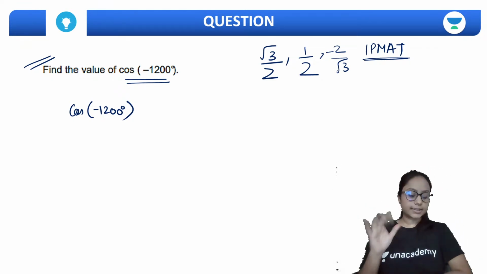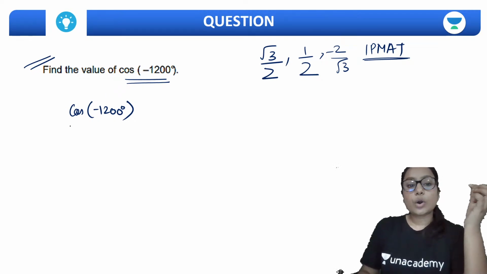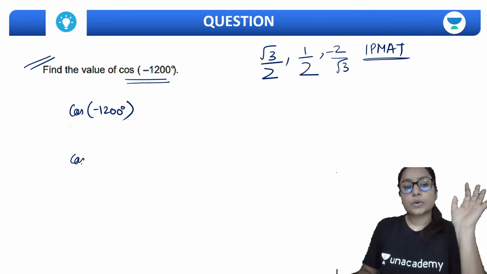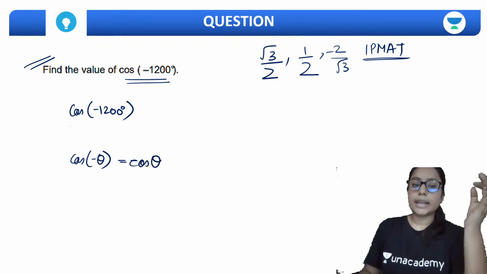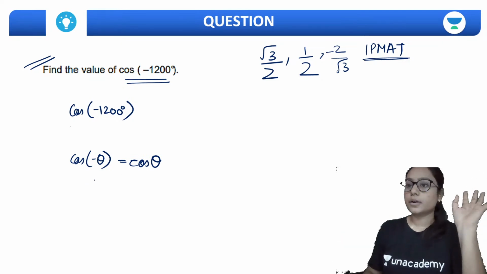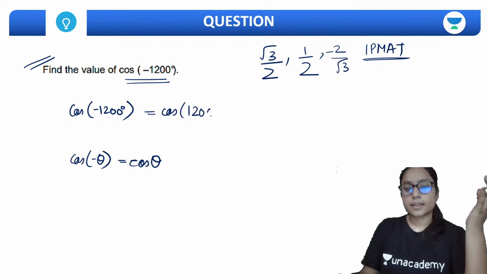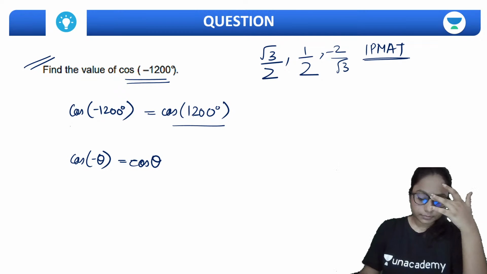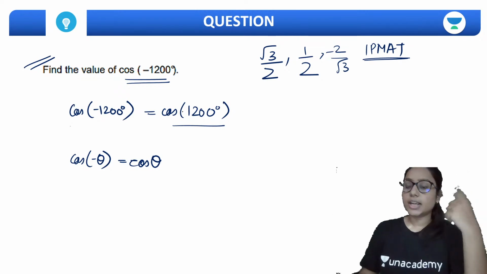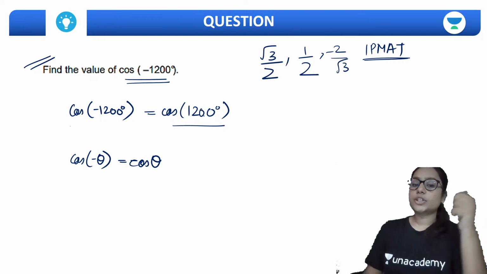Alright, let us discuss. So, first of all, let us change the angle. Okay, cos, now we know that cos of minus theta is equal to cos theta. Negative sign vanishes when you have cos. So, this will be equal to cos 1200. Yes, Anurag, change your answer. You still have time. You can type it. Try it. So cos 1200.